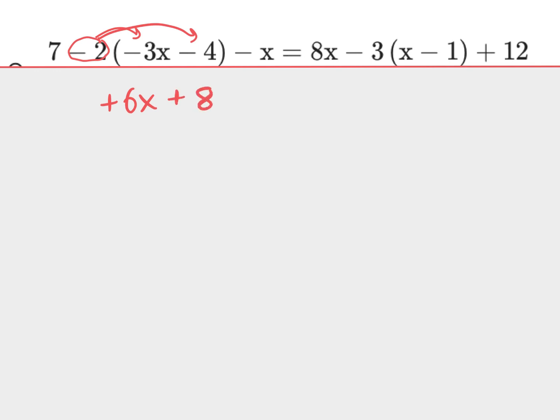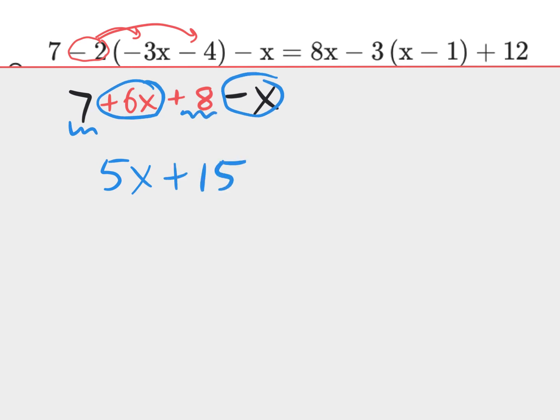And of course, we're going to bring down this 7 right here. So I have a 7 in front, and I'm also going to bring down this minus x at the end down here. So I have distributed, now I still need to combine like terms. I do have this 6x with this minus x. I want to combine both of those. As a matter of fact, when you combine positive 6x, take away one regular x, that will be a positive 5x. So I have a positive 5x, and I also have the 7 plus 8, which is 15, okay?